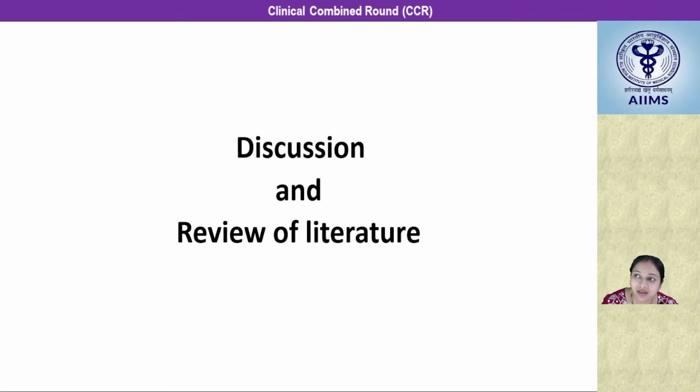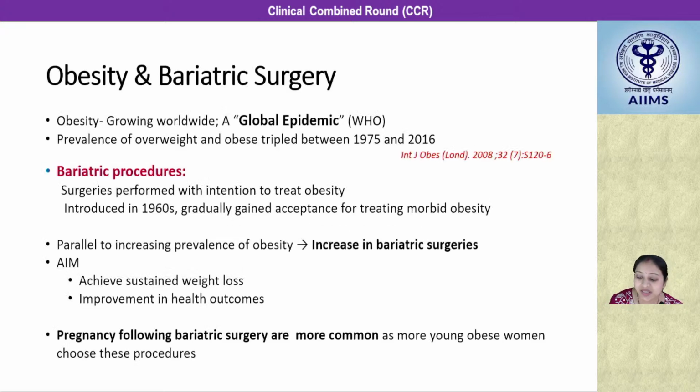Good afternoon. Coming to the discussion and review of literature part, obesity. Obesity is growing worldwide and has been described as a global epidemic by WHO since the prevalence of overweight and obese have tripled in the last few years. So owing to the increase in the prevalence of obesity, bariatric surgeries have also increased and pregnancy following bariatric surgeries will more commonly be encountered by us.